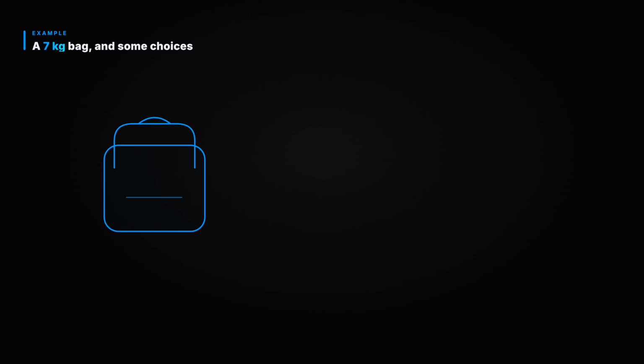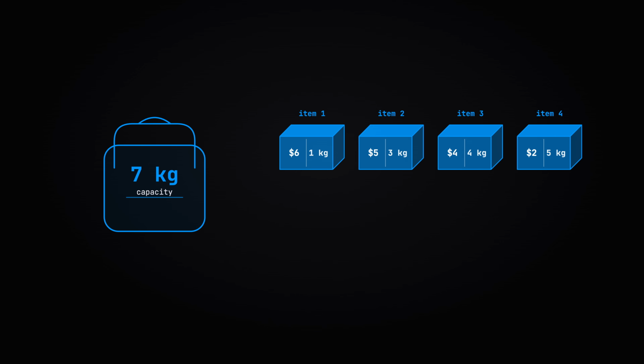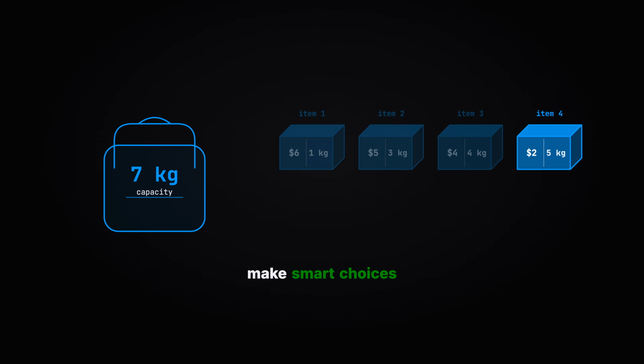For example, suppose your bag can carry 7 kilograms. You have several items, each with different weights and values. Some items might be lightweight but extremely valuable. Others might be heavy but offer very little value. Since the bag has limited capacity, you cannot simply take everything. You have to make smart choices. Pick the combination of items that gives the maximum profit while staying within the weight limit.